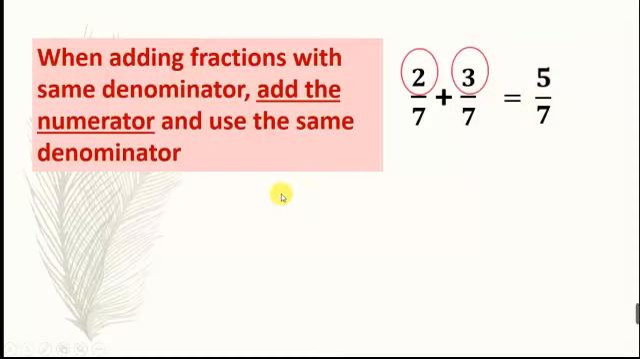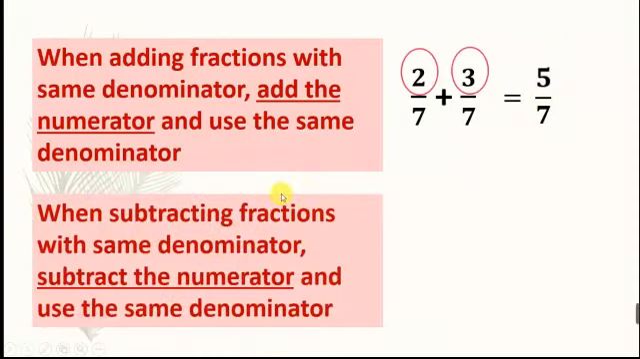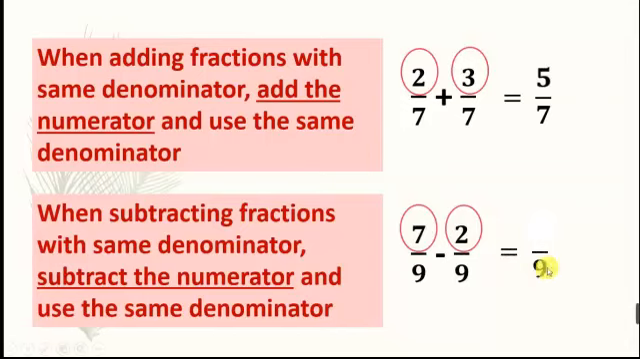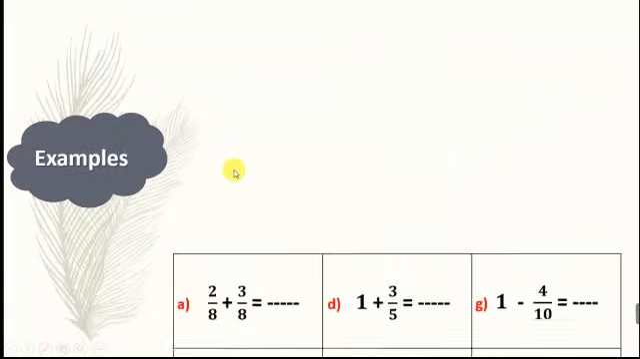What about subtraction? We do the same steps. Keep the denominator without any change and subtract the numerators. I have 7 over 9 minus 2 over 9, same denominator, so we subtract only the numerators. 9 is kept without any change, and 7 minus 2 equals 5, so we get 5 over 9. Let's see another example.